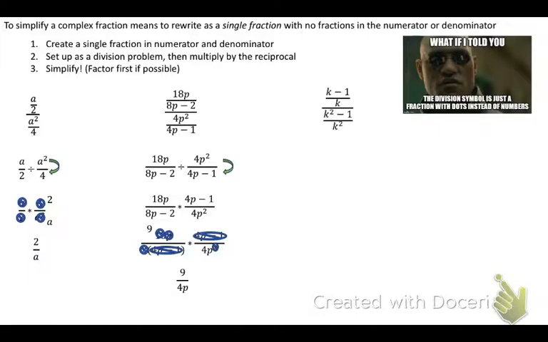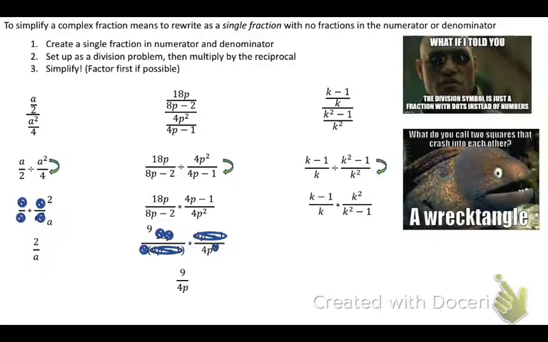Cool. Okay, this one, k minus 1 over k, over k squared minus 1 over k squared. Already have one fraction, so let's just write it as a division. So that's k minus 1 over k divided by k squared minus 1 over k squared. Flip it. That's k minus 1 over k times k squared over k squared minus 1. That k squared minus 1, that's the difference of squares.